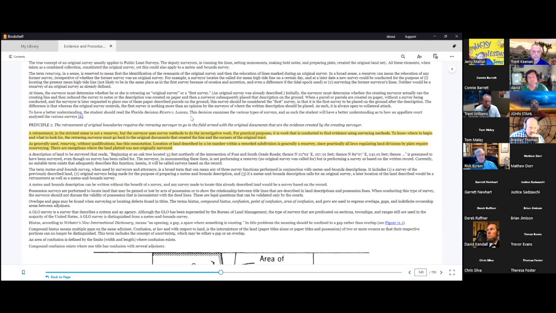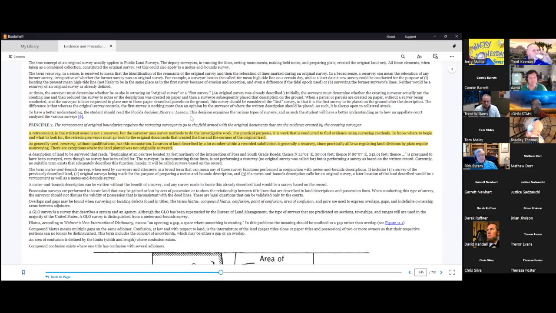I think that is correct. I think where they're pulling their definitions from is, I've got the 73 manual up here right now from the PLS. And the manual does make a distinction between a retracement and a resurvey. A retracement is just going out there and tracing the lines that exist on the ground without establishing or reestablishing anything. And then they say a resurvey can be a reconstruction of the lines.